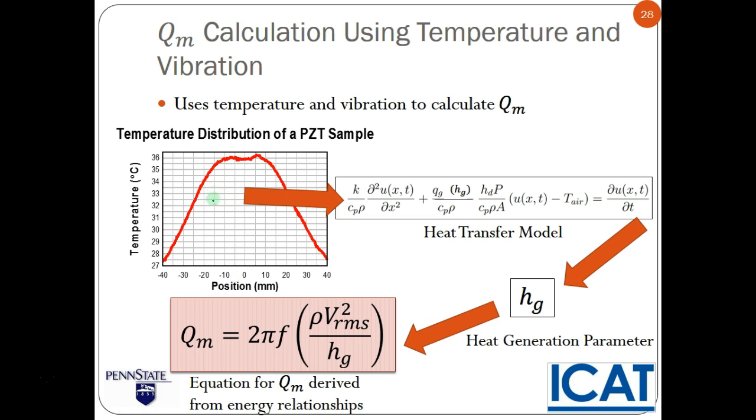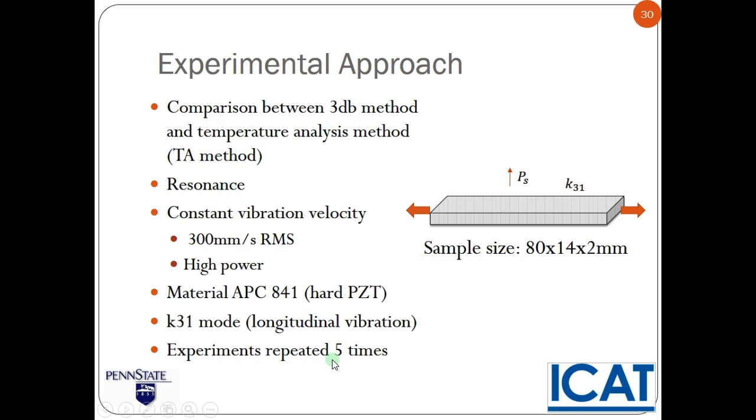So here's basically what I did. I had the temperature distribution. You see I'm holding the sample at the middle, and because I'm holding the middle, there's this hump there, experimental error, sorry. Then I use the heat transfer model, and I get the HG parameter, and then I use this parameter. I use this function, which I derived from energy relationships. As you notice here, here's the stored energy, here's the lost energy relation, and this something's canceled out, and this beautiful relationship ended up coming out.